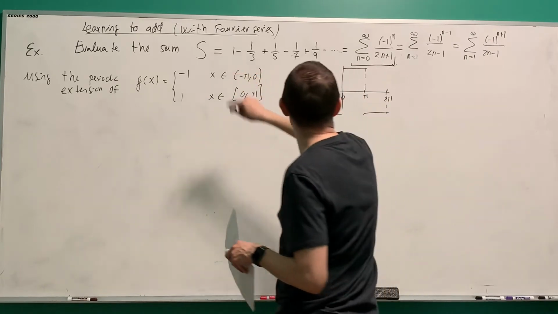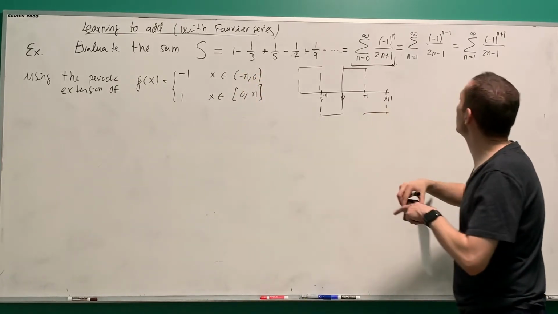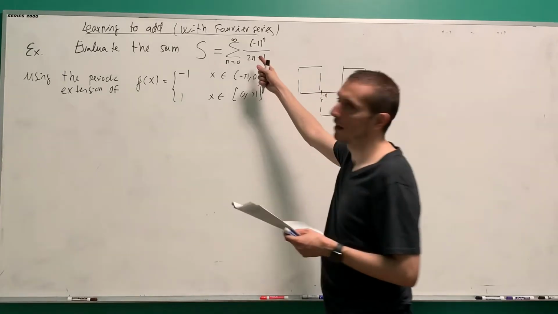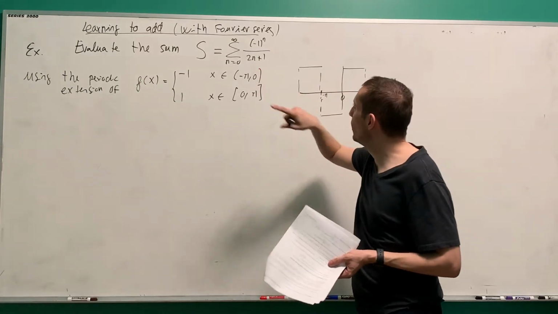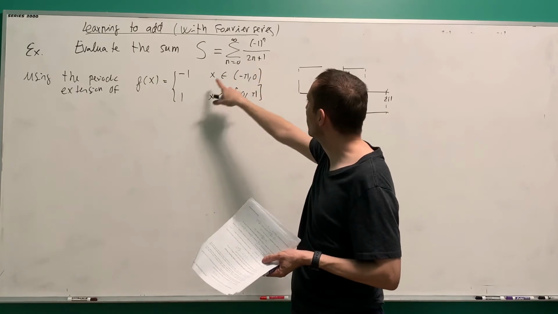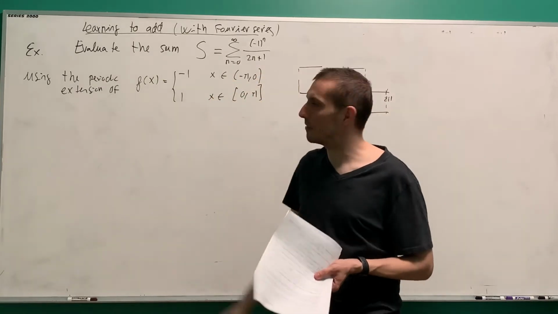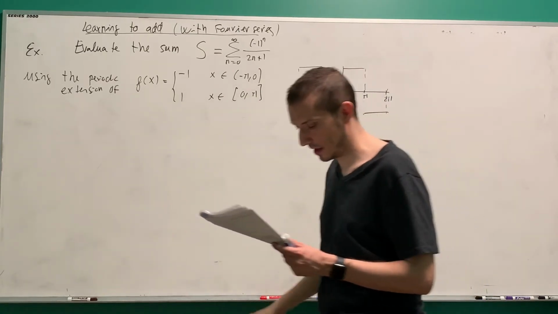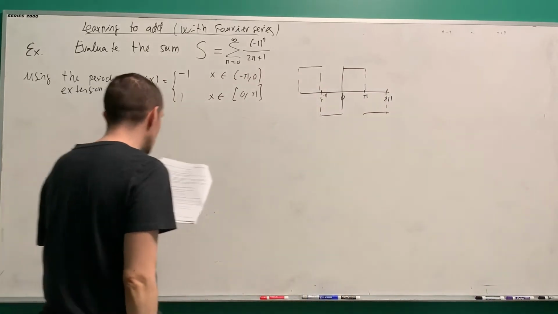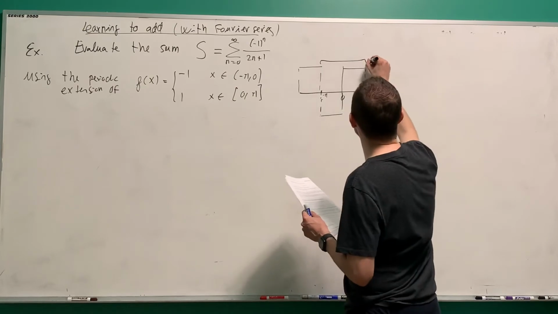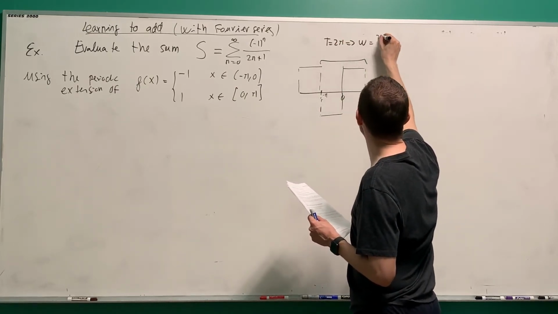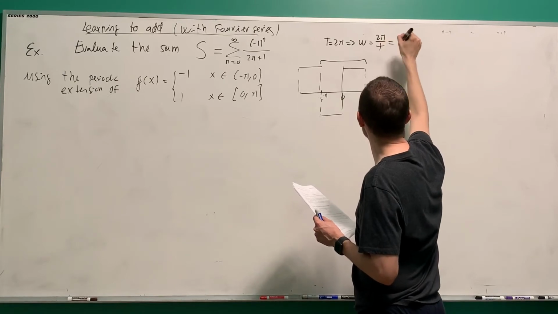Our objective is to find this sum, okay? So I'm going to write it here in much shorter terms, like that. We want to evaluate this sum using this function. Step one, find the Fourier series for this function that I give you. All right, so what is the period? Well, the period is clearly this, so T is equal to pi. And that means that omega, which is 2 pi over the period, is 1.